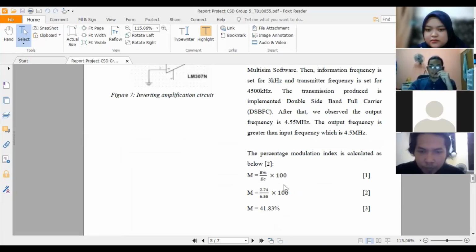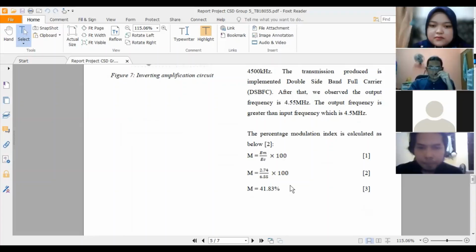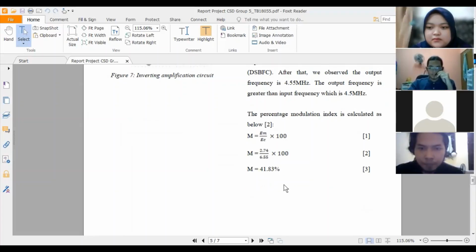As you can see here, this is the percentage modulation index, which has already been calculated. So the modulation index percentage is 41.83%.